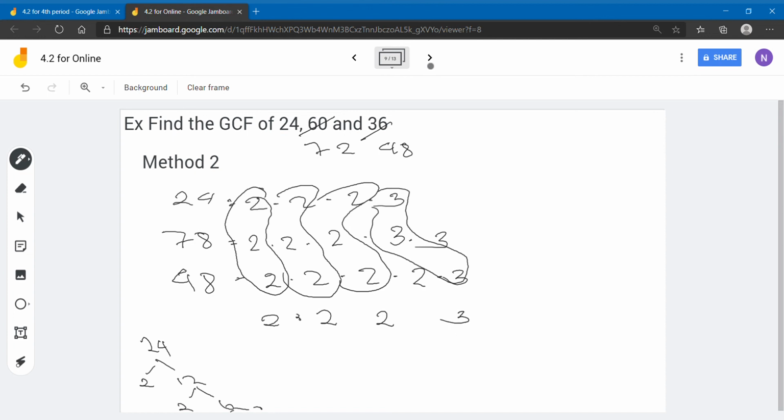And what you're going to do is multiply all this. 2 times 2, 4 times 2, 8 times 3 is 24. So your GCF is 24. So if you're not good with multiplication, go with prime factorization. Because this one you're only going to divide with small numbers, and hopefully you know how to divide small numbers.